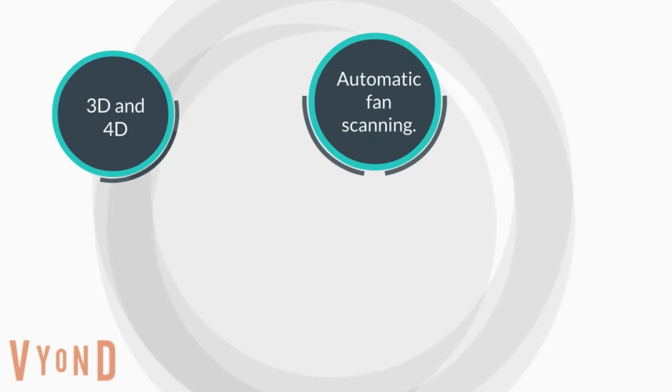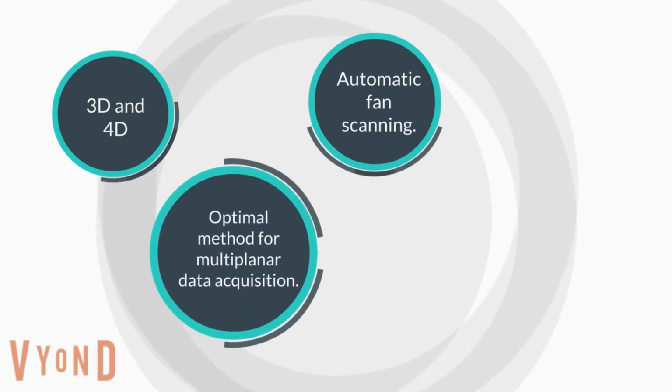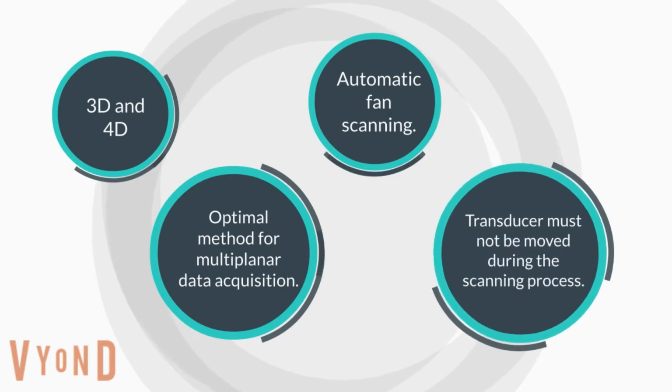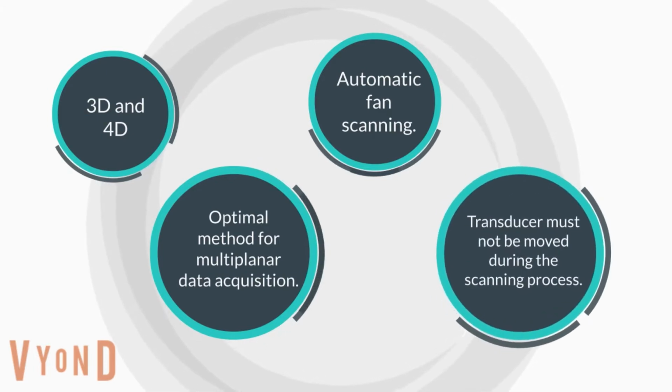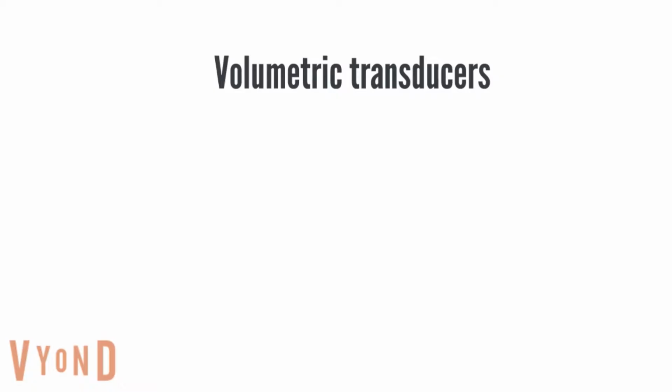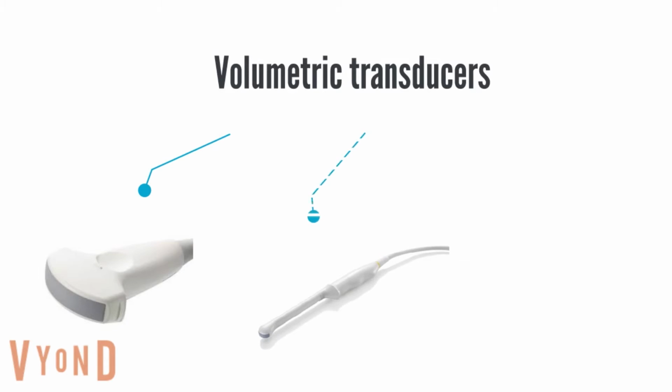Now, focusing on the automatic data acquisition system. It is used in 3D and 4D ultrasound. It uses automatic fan scanning. It is an optimal method for multiplanar data acquisition. And the transducer mustn't be moved during the scanning process. The transducers used are volumetric. There are 3 types: convex transducer, endocavitary transducer, and linear transducer.